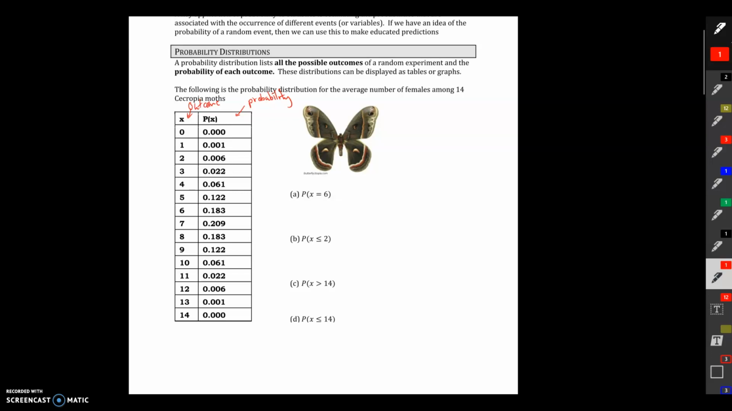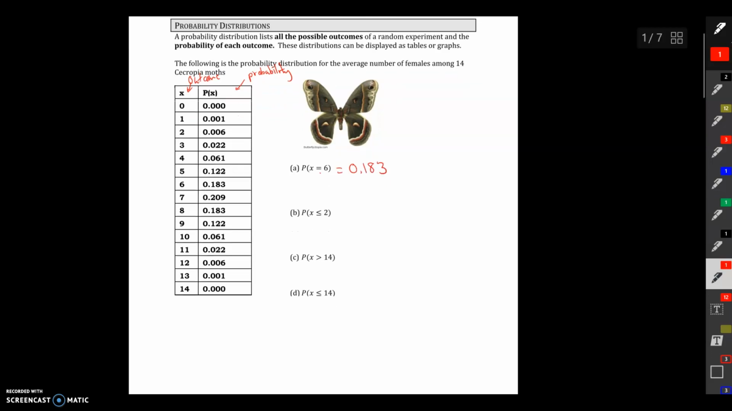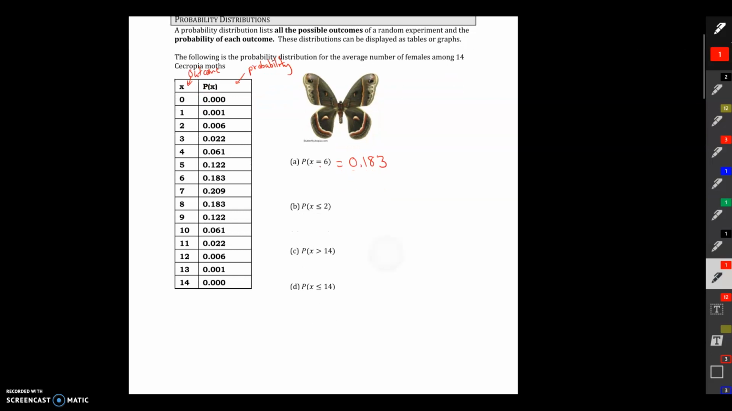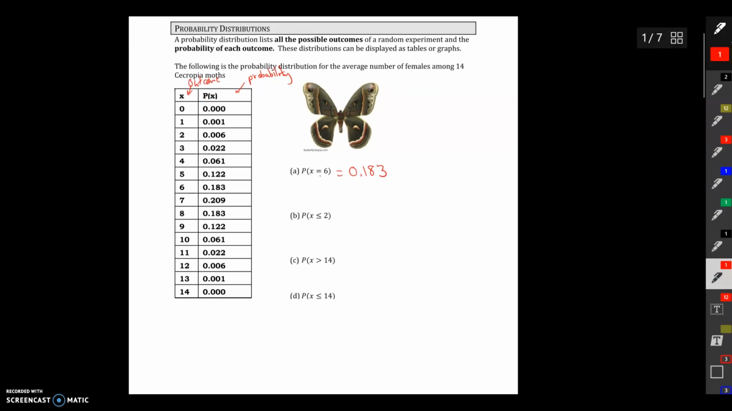Okay, based on reading that table, we can answer all sorts of different questions. So what's the probability that there are exactly 6 moths? We'd write that using probability notation. The probability that x is equal to 6 is equal to, and we could get that number from the table. No math required.